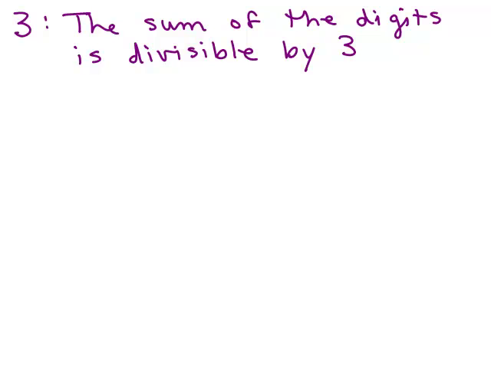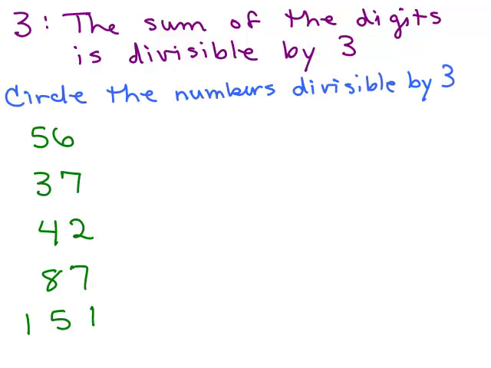The next prime number is 3. So here's the divisibility test for 3. The sum of the digits is divisible by 3. So what does that mean? Well, let's see. Let's say I was asked to circle the numbers divisible by 3. So the rule is that you're going to do the sum of the digits.